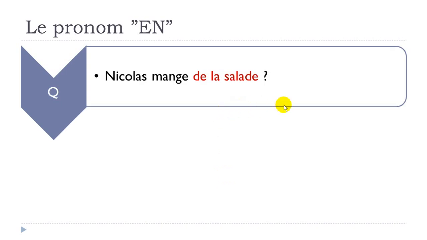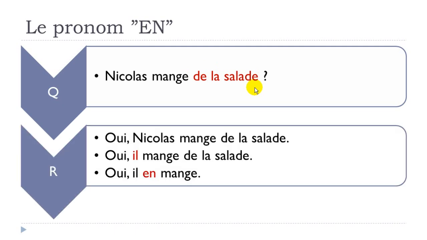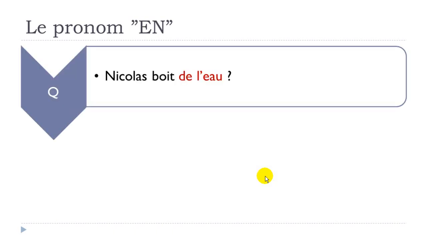So, let's see now another example. In the first example, we had the masculine form, and now I wrote the same sentence, but here we've got de la salade. Salade is a feminine word, so in that case it's not du, but de la. But still, it's the partitive form, some. Nicolas mange de la salade. So as we saw, first option would be oui, Nicolas mange de la salade, so you repeat the whole sentence. Second option, you don't want to repeat Nicolas, oui, il mange de la salade. And the last option, you don't want to repeat either Nicolas nor de la salade, so you get oui, il en mange.